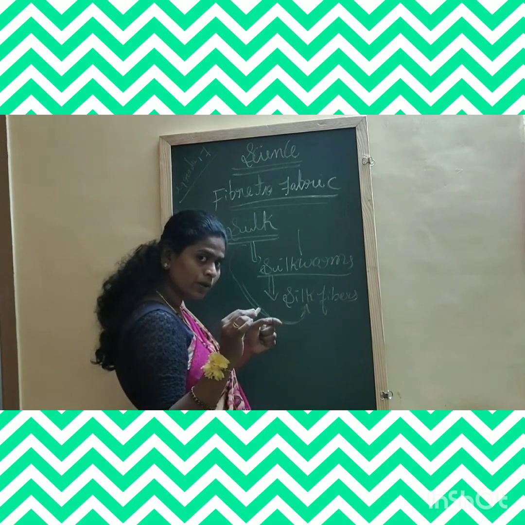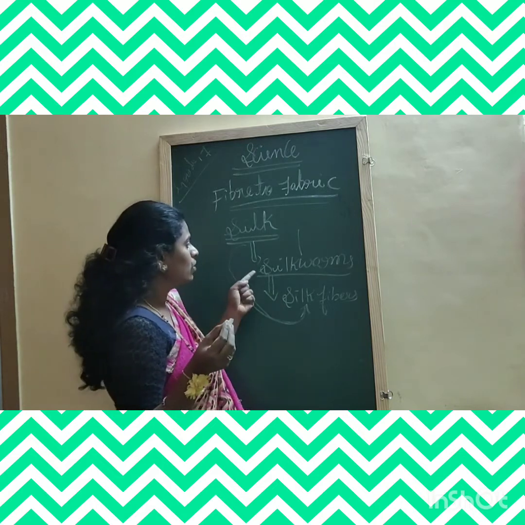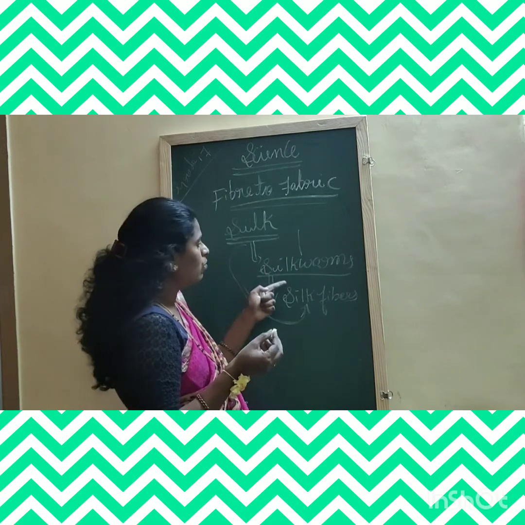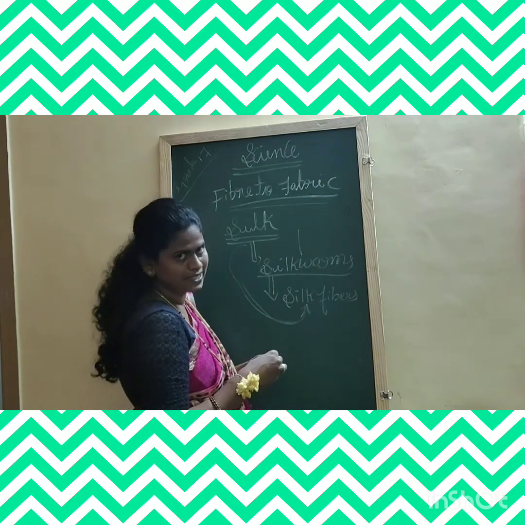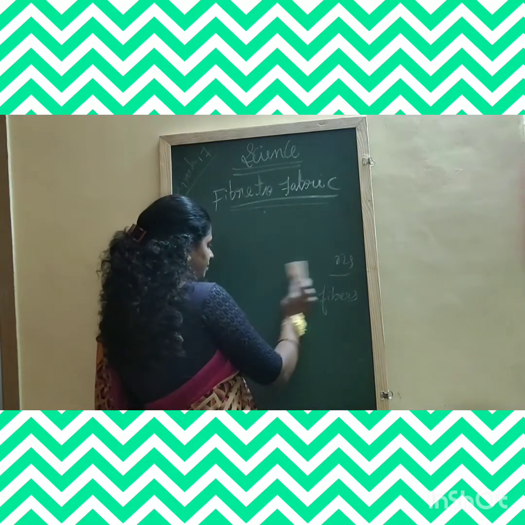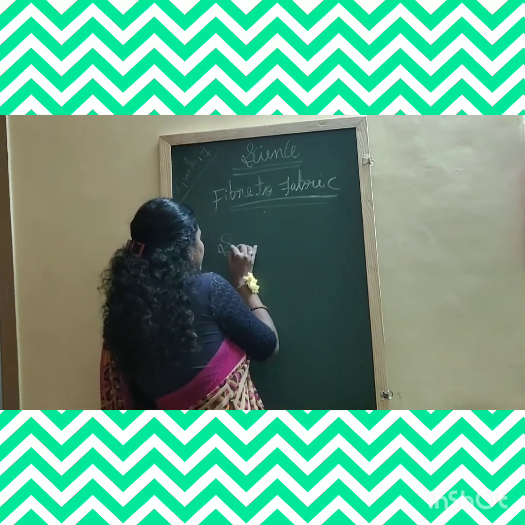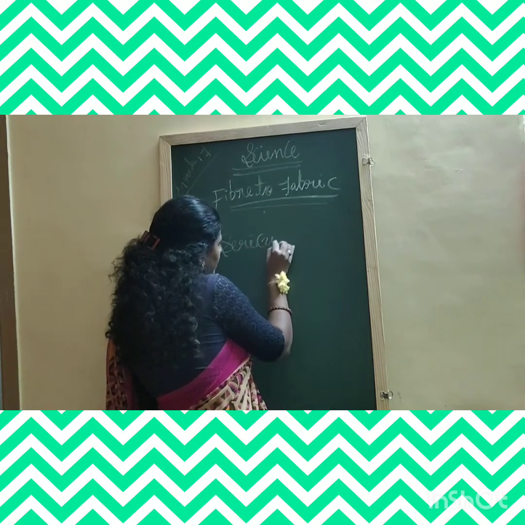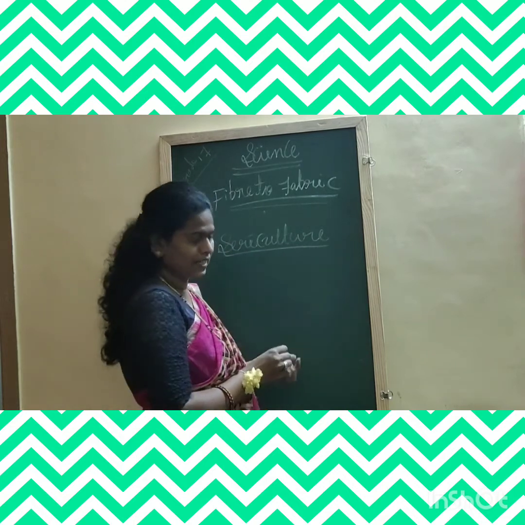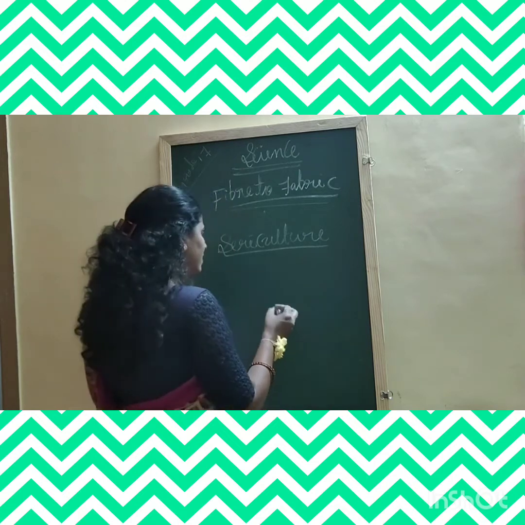To obtain the silk fiber, what do we have to do? We have to rear the silkworms. That is very important. So, the process of rearing the silkworms to obtain the silk is called sericulture. I will write the definition. Sericulture. So, what is sericulture? The process of rearing the silkworms to obtain the silk is called sericulture.